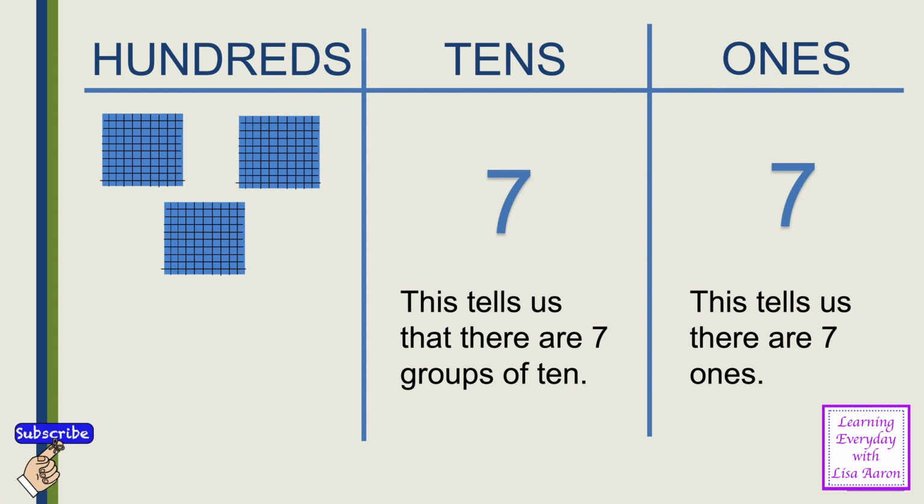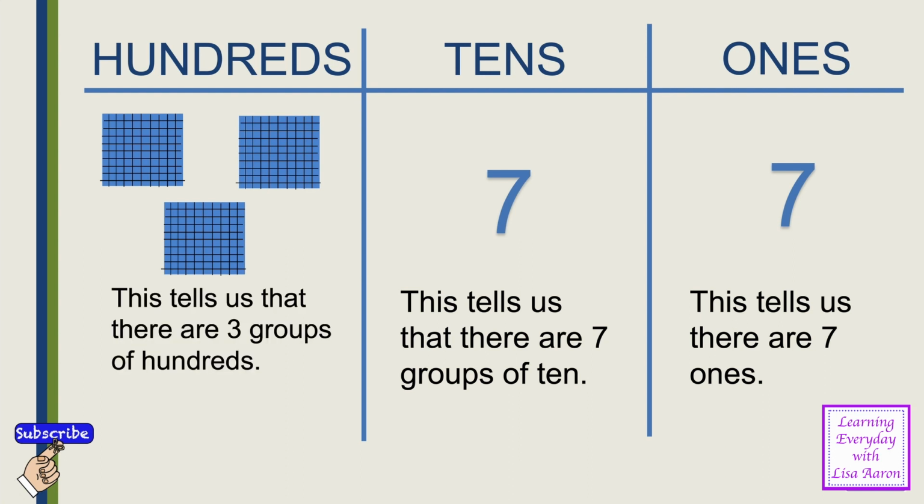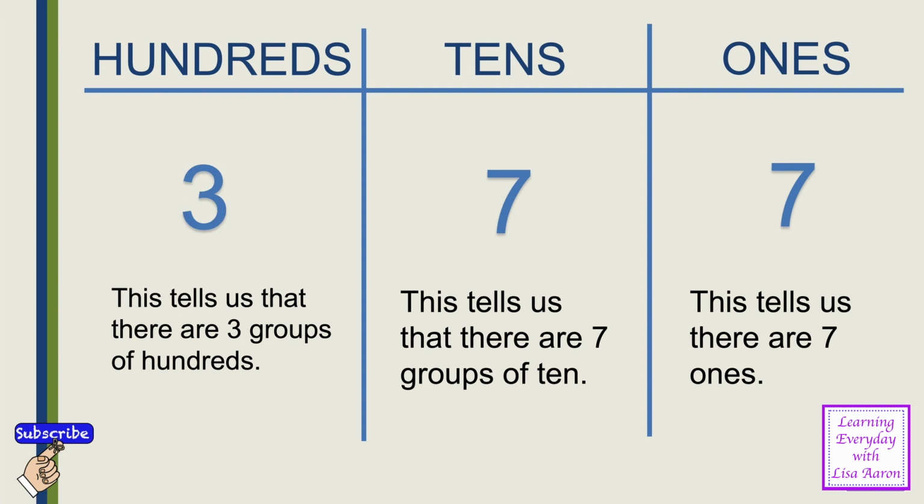Look at the hundreds. How many groups of hundreds do we see? There are 3. This tells us that there are 3 groups of hundreds. The number is 377.